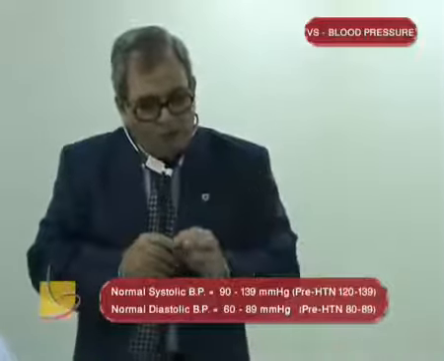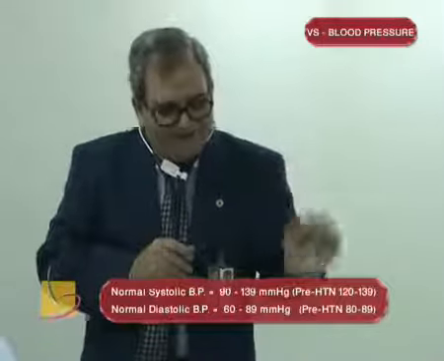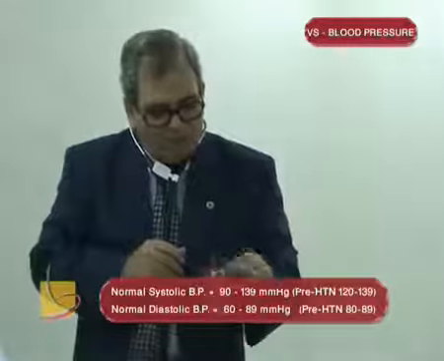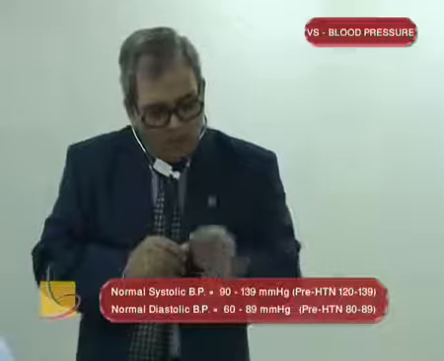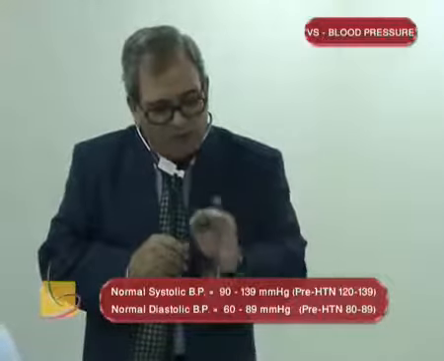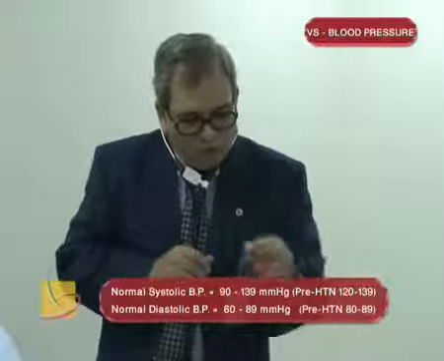Any patient with blood pressure between 80 and 89 is pre-hypertensive. So the normal is really below 80, and between 80 and 89 we consider it to be a pre-hypertensive state. It's still normal, but high normal. So this is a new classification of blood pressure.